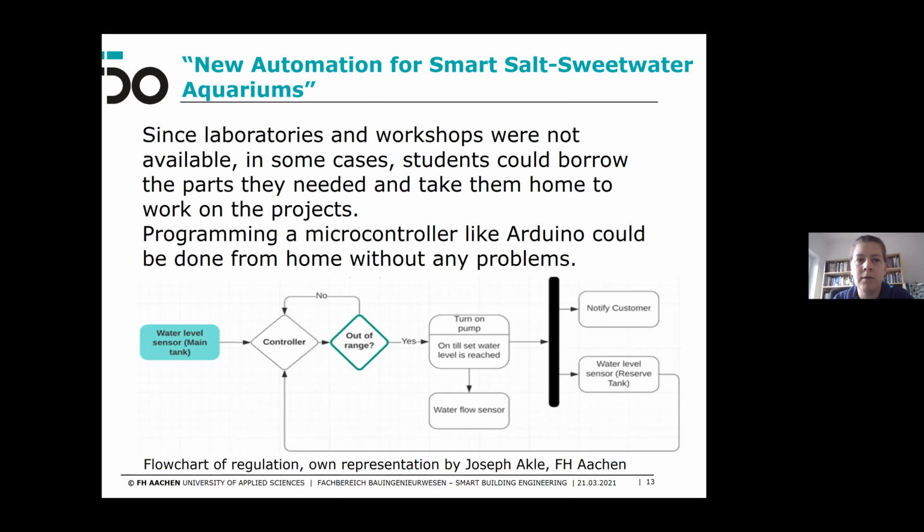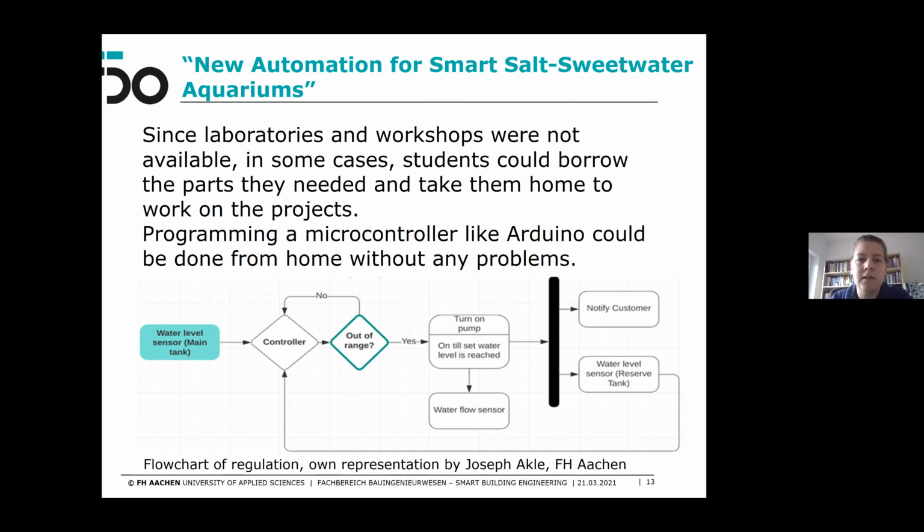The next example is another bachelor thesis, called New Automation for Smart Sea and Sweetwater Aquariums. Our first aim was to develop this type of automation, of course, on-site at the university, so that you have your aquarium at home and have some kind of survey system that keeps all values under control while you are not at home, for example, on holidays or something like that.